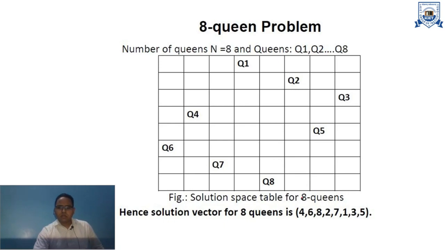We have placed all 8 queens. Here you can see it is an 8 cross 8 chessboard. There are 8 rows and 8 columns, and we have placed all 8 queens in such a way that none of the queens are attacking another queen. This is one sample solution.